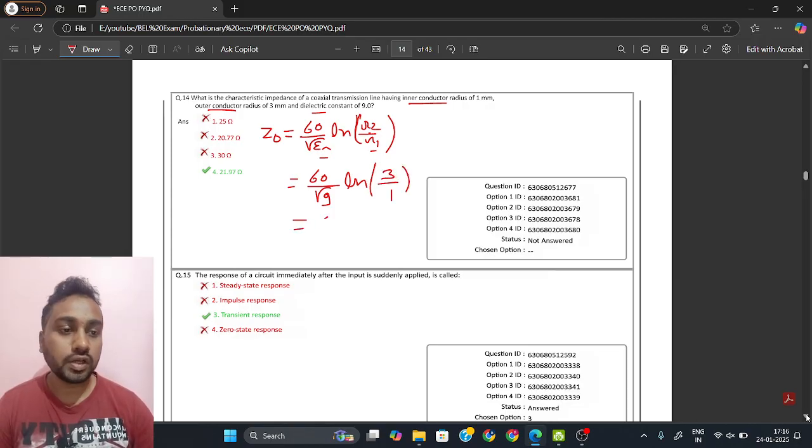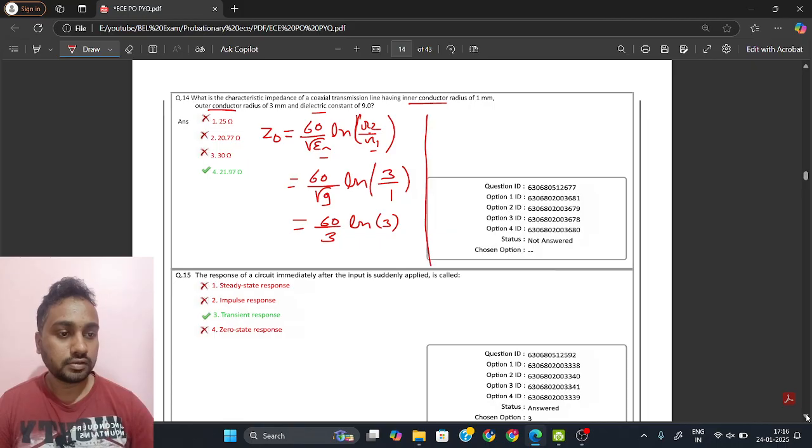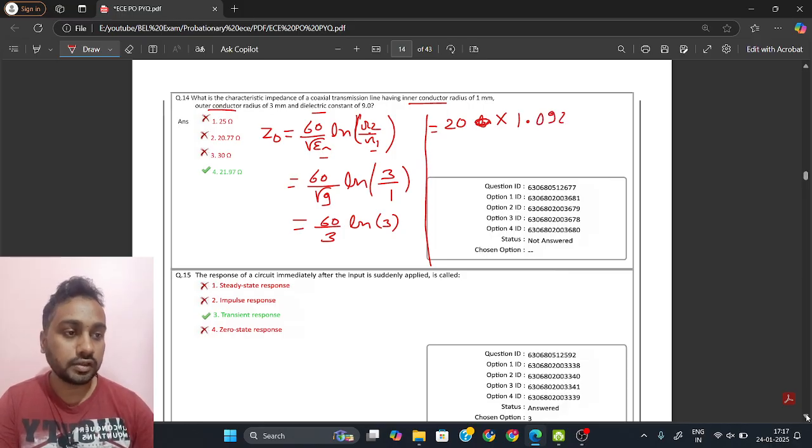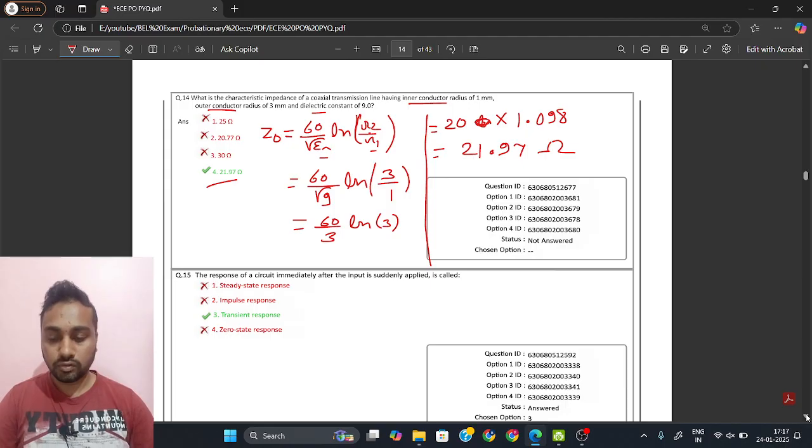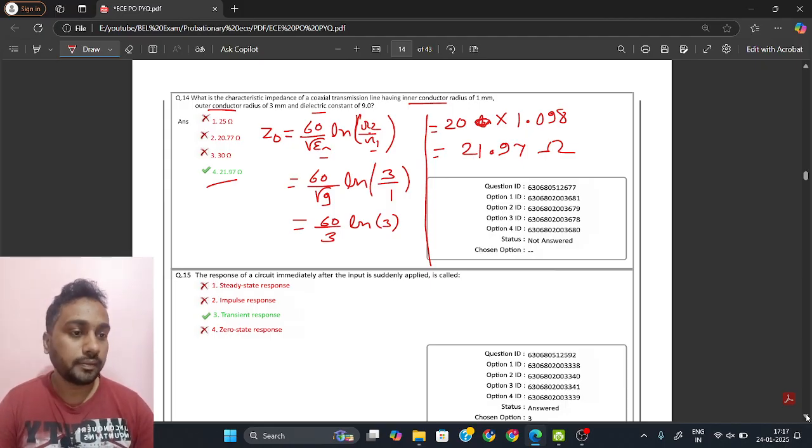Okay. So if you calculate this, 60 by 3 is equal to 20, and ln 3 you will get 1.098. And if you calculate this, it will come to 21.97 ohm. So option 4 will be your answer. Okay.